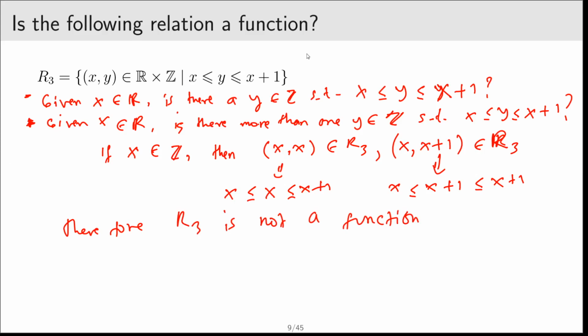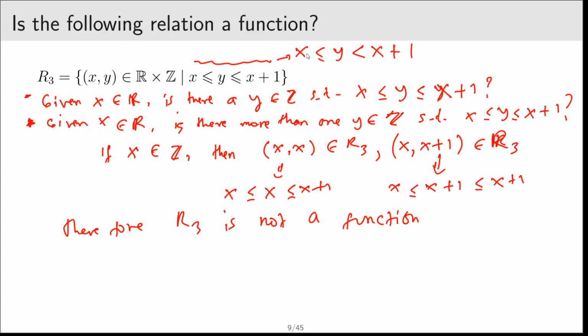However, if you change the condition here into x less than or equal to y less than x plus 1, then you may get a function, but this could be left as an exercise at home for you. All right, so R3 is not a function. So those examples show us relations that could be a function and relations that are not a function.